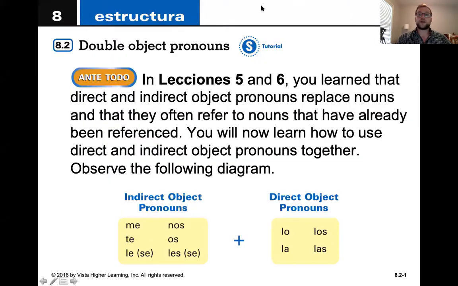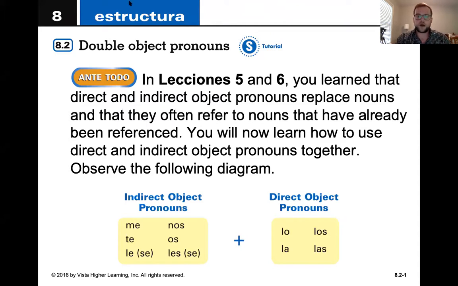Espero que todos estén bien hoy. Bueno, muy bien. Aquí tenemos. Bueno, en las lecciones 5 y 6 aprendimos de los objetos directos y los objetos indirectos y los pronombres que reemplazan a los sustantivos. And so we're talking about direct and indirect object pronouns that replace nouns, and they often refer to nouns that have already been referenced, like I said, right? We're trying to make our speech shorter. We're trying to have some brevity, okay? So this is what these are allowing us to do. So now we're gonna learn how to use these together, okay?